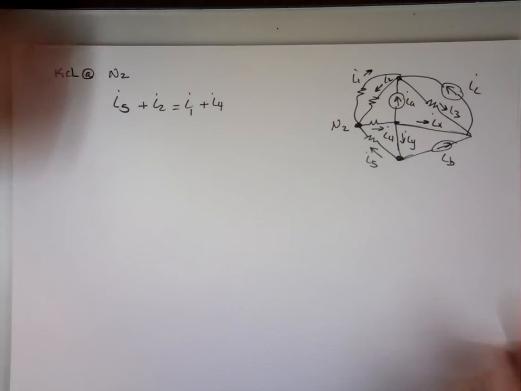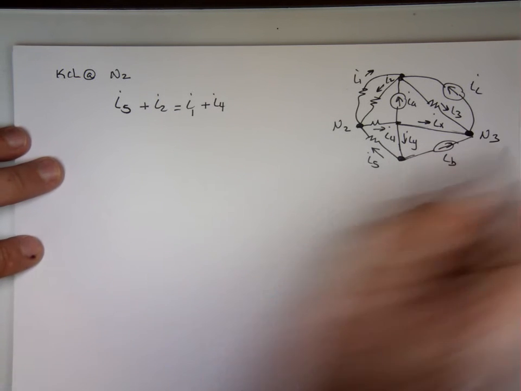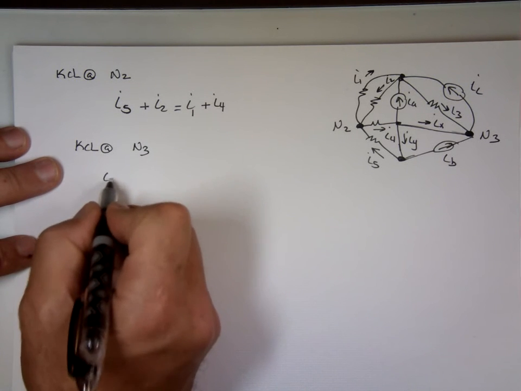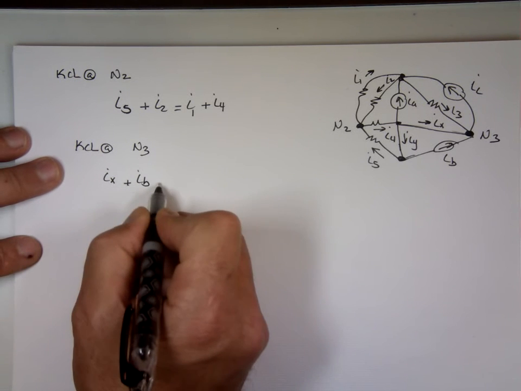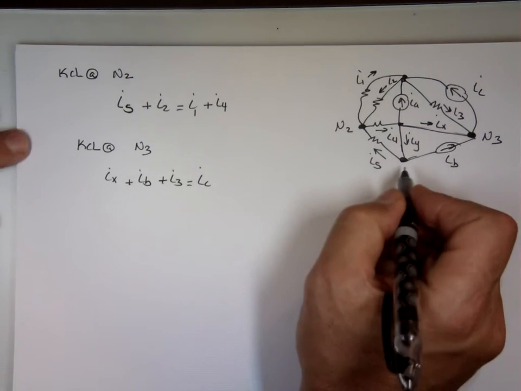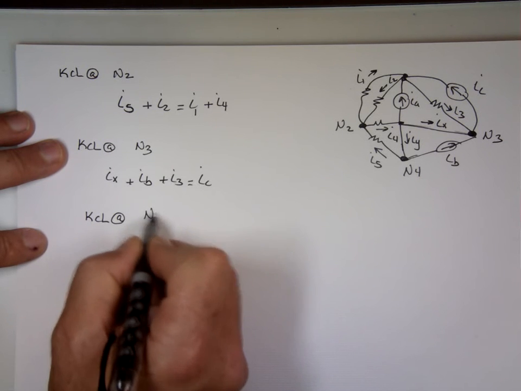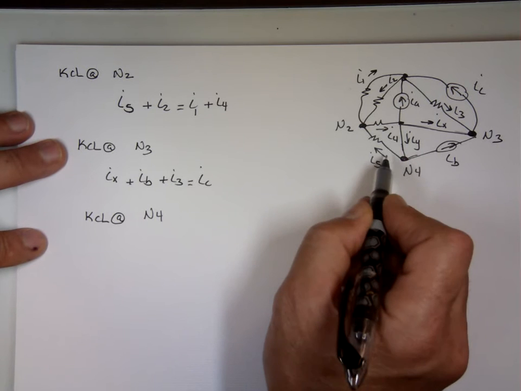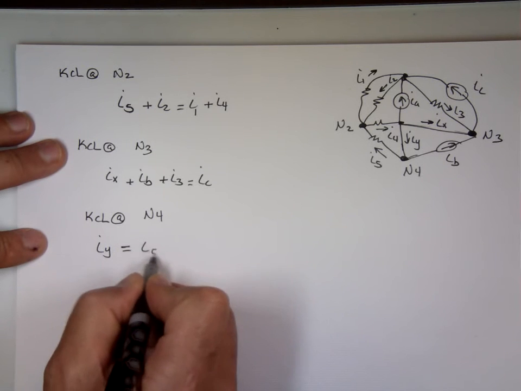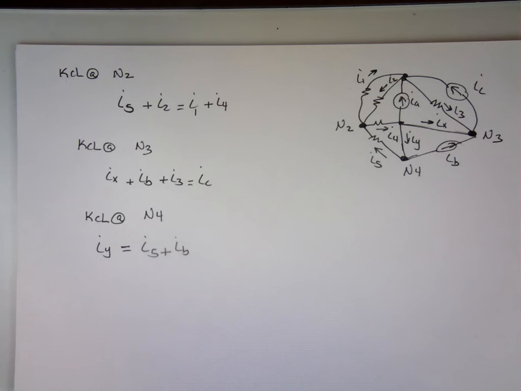Now, this one's going to change now. This one, no change at node 1. But let's look at node, what did I label that? 3. At node 3, we have what's going in? I sub x plus I sub b and plus I sub 3, and what's leaving? I sub c. Node 4, I think the bottom. Is it 4? KCL at node 4. What is going to that node? I sub y, yes. And what's leaving? I sub 5. I sub b. That's it. That's it? Okay. Now play with the math. These are equations.